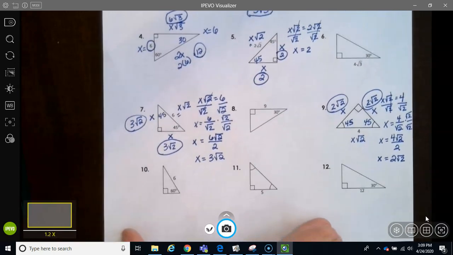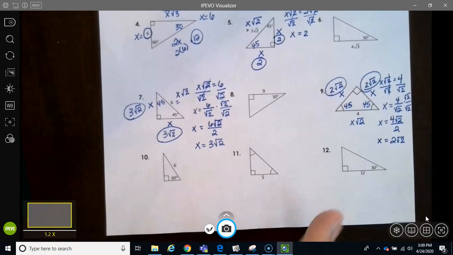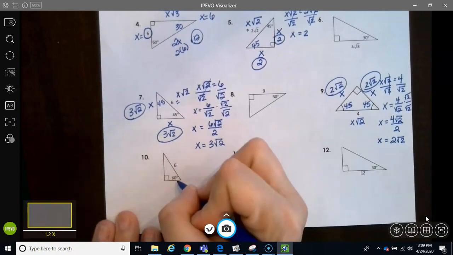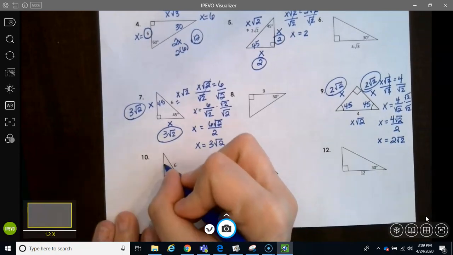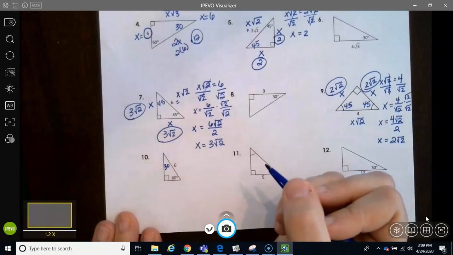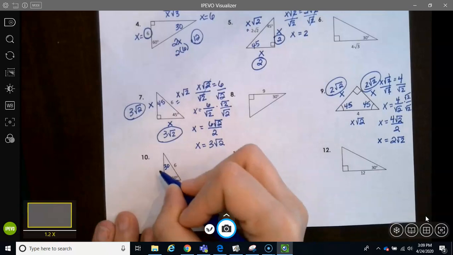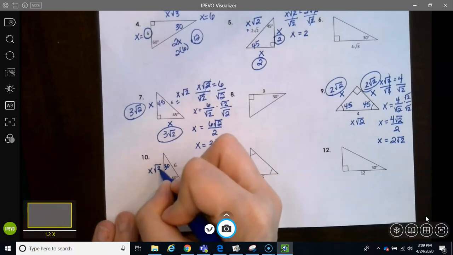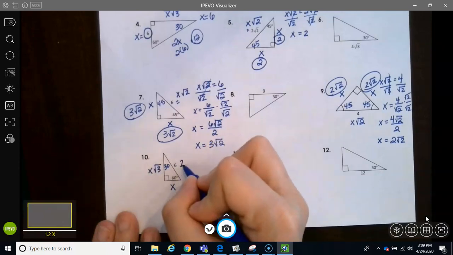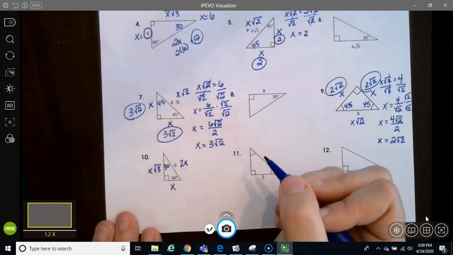Let's go ahead and do number 10, and then we'll let that be our last example. So if this is a 60-degree angle, and that's a 90, then this has to be 30. Across from your 30-degree angle is the x side. Across from the 60 is the x square root of 3. And across from the 90 is the 2x.